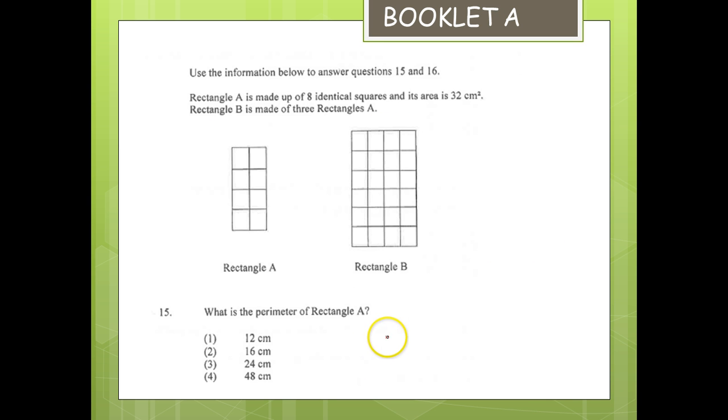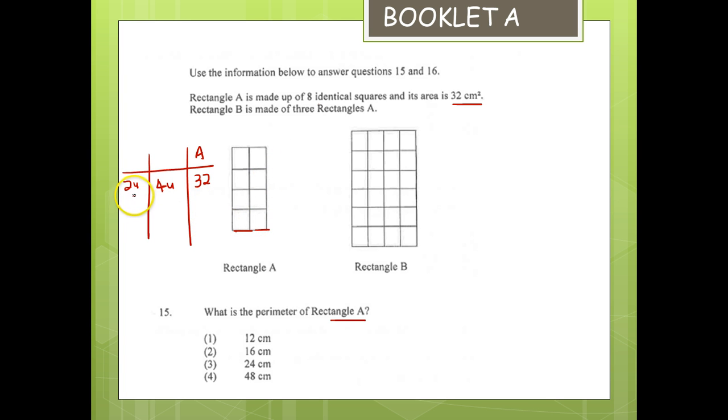Question 15. What is the perimeter of rectangle A? Okay, rectangle A is made up of 8 identical squares. Its area is 32 cm square. So let's look at this. I know the area is 32. Here I know there are 2 units, 1 unit, 2 units, and there are 4 units. 1 unit, 2 units, 3 units, 4 units.